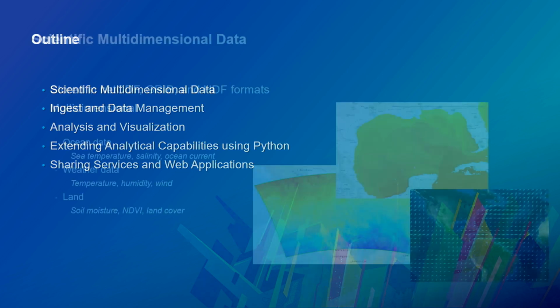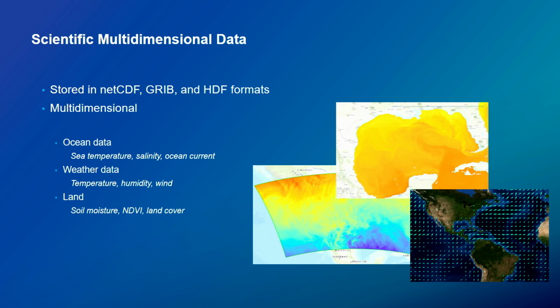So let's get started with the definition. Scientific multidimensional data is scientific and multidimensional. Obviously, it has to be multidimensional in nature, which means, in addition to X and Y, it has other dimensions, maybe time, maybe depth, altitude, or some other dimension. But when we say scientific data, we are specifically referring to three formats: netCDF, GRIB, and HDF. Those are the formats we call scientific data.